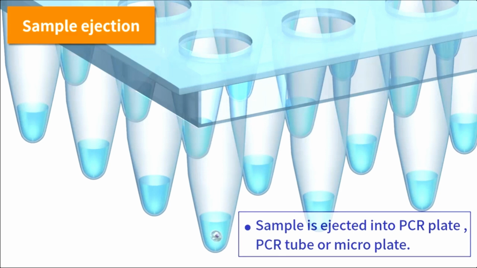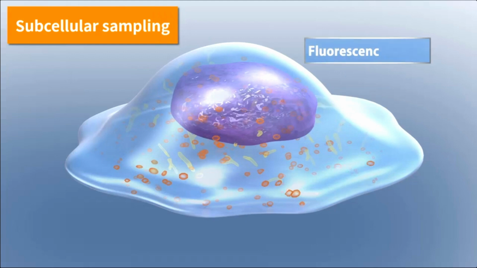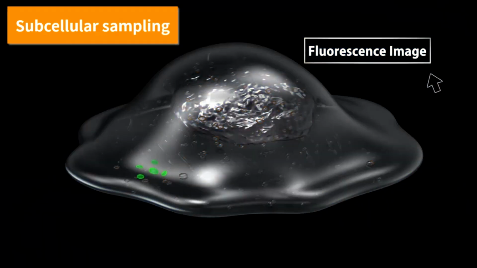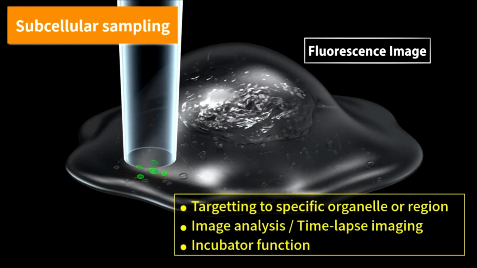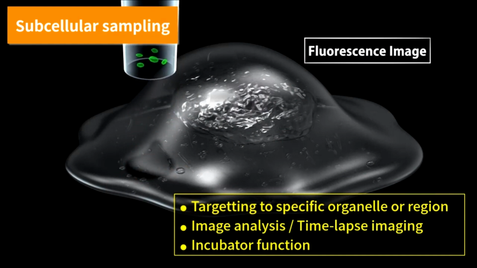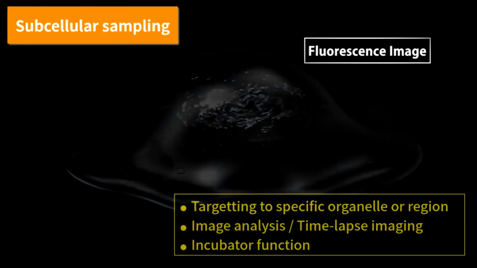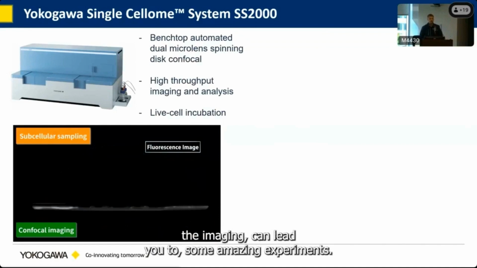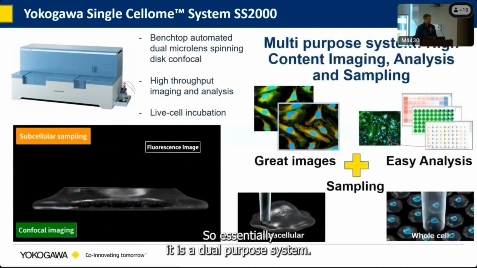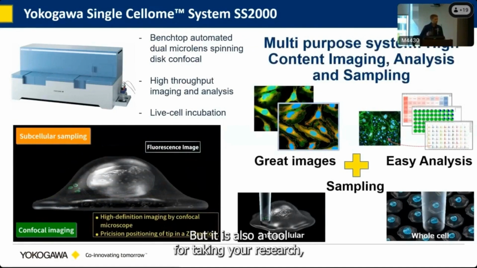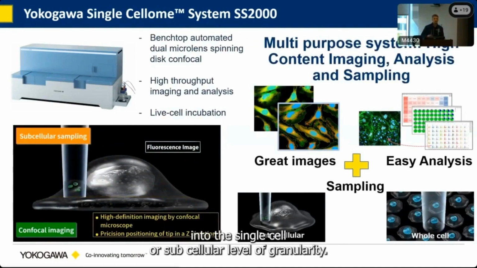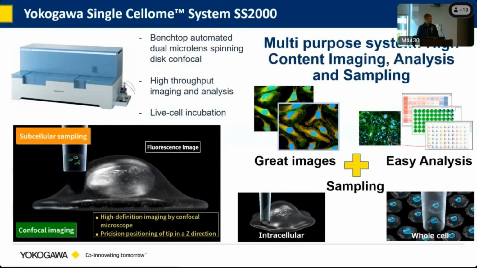Now the SS2000, different than any other high content imagers, has a very, very unique feature in that it is capable of sampling individual cells or subcellular content from the sample that you're imaging and isolating them into PCR tubes, PCR plates, or 96-well plates for further analysis. This is a very, very unique feature that when coupled with the imaging can lead you to some amazing experiments. So essentially, it is a dual purpose system. It is a great high content imager, but it is also a tool for taking your research into the single cell or subcellular level of granularity.